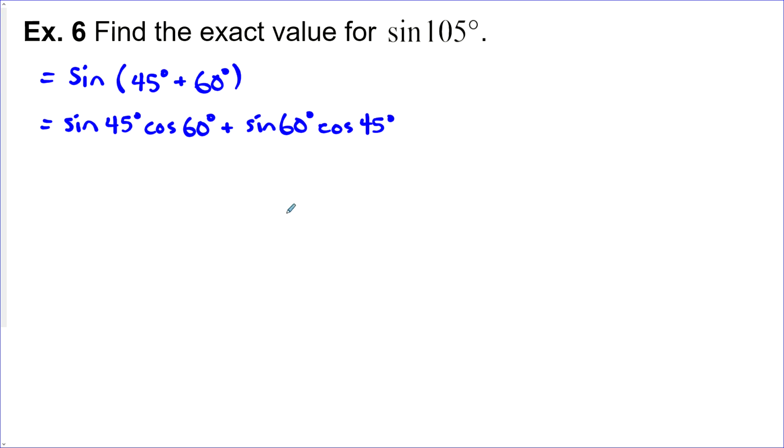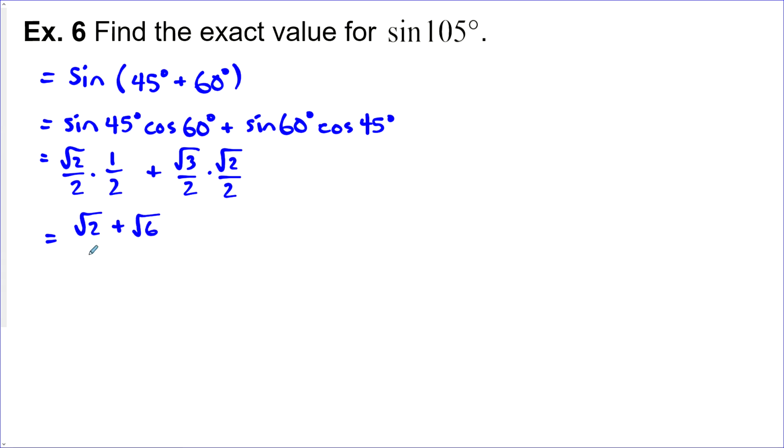And now we know sine 45 degrees, it's root 2 over 2. We know cos 60 degrees, it's 1/2. We know sine 60 degrees, it's root 3 over 2, and we know cos 45 degrees is root 2 over 2. We can combine these, and we get root 2 plus root 6 all over 4.